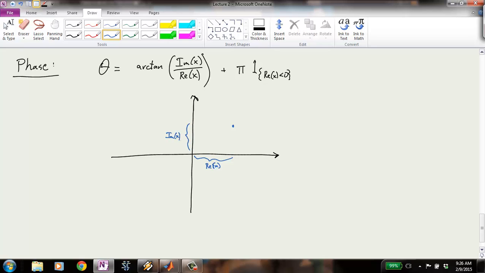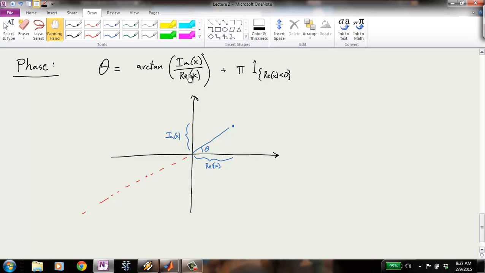All right, well, we would divide them and do an arctangent. So we want to get this angle theta. But notice that any line with that same slope is going to give the same imaginary part over real part. So for example, any number along this line here would also give this same argument, imaginary over real. Okay, but that's obviously a different phase.